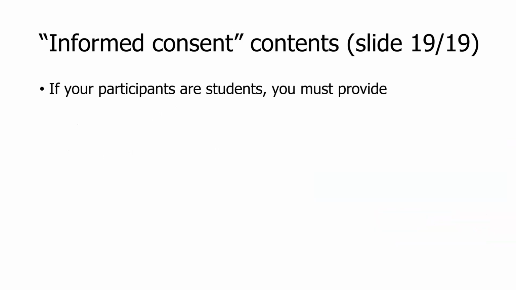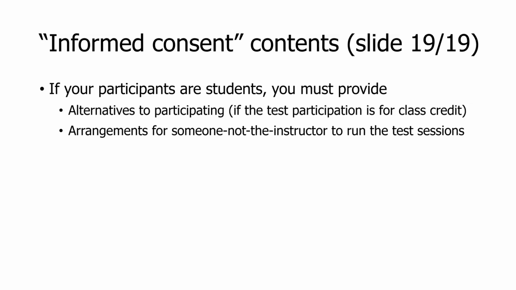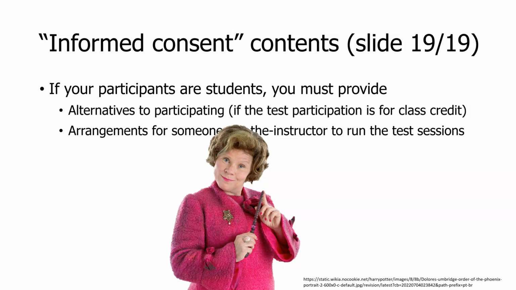And last, if your participants are students, you have to provide a couple of things. If the test participation is for class credit, you have to provide some sort of alternative participation. Also, if the instructor is running the test sessions, that's undue influence. You have to have arrangements for somebody who is not the instructor to run those test sessions, because, well, it could be bad.